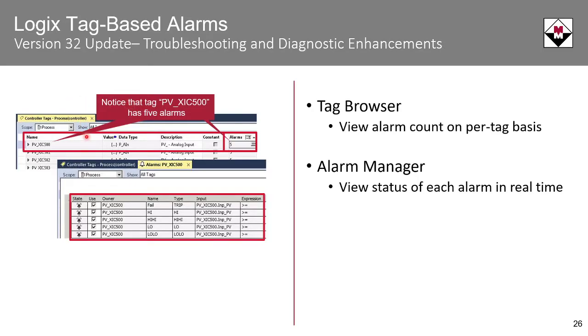With version 32, they had some customer feedback, and customers said that it would really be nice to know how many alarms are associated with an individual tag. So with version 32, they added a column in the controller tag browser or the program tag browser. The column's called alarms, and it will show you how many alarms are associated with that tag. So in this instance, we have 5 alarms associated with PV_XIC 500.